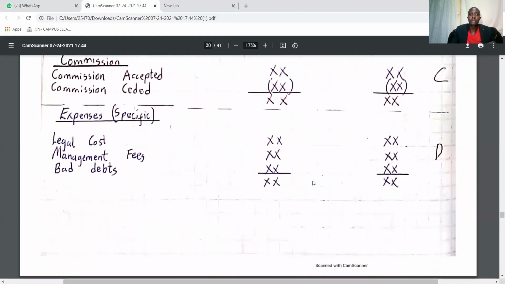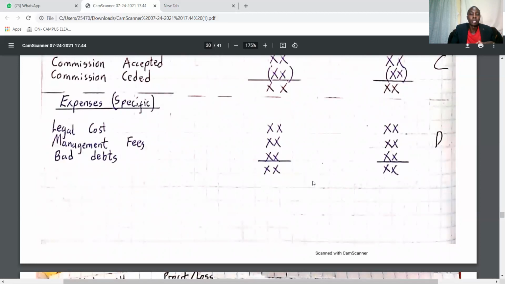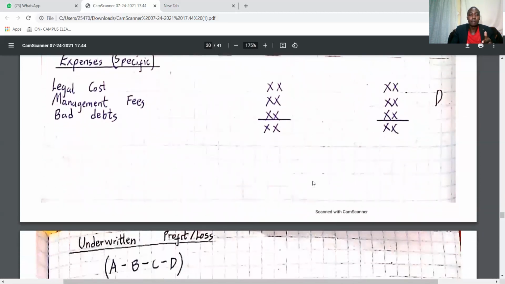The next you have to talk about again is the expenses, which are more specific. So the expenses like legal cost, but they must be specific to fire and marine, because now I'm dealing with the fire and marine. Then you have to talk about the bad debt. So some of the expenses, those are some of them.